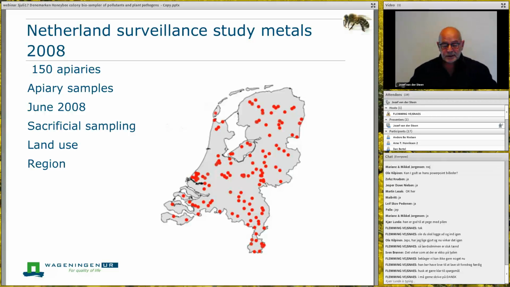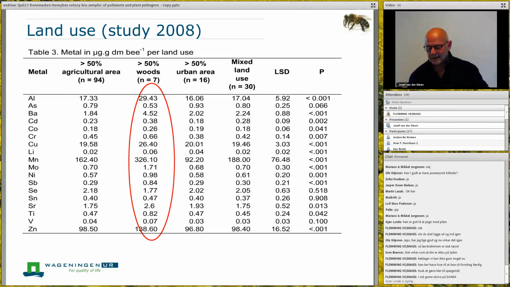Another example is the survey study we did in the Netherlands about 9 years ago, and we used 150 apiaries, and you can see here the map of the Netherlands and the red dots that are the apiaries, to see the differences between all the regions in the Netherlands when we look at the heavy metals that you can detect in bees.